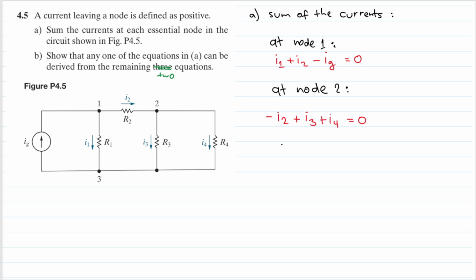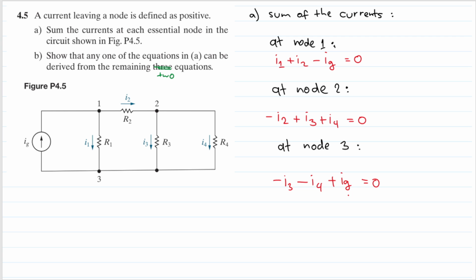And now the last one, we will have at node 3. At node 3, the current that goes out is Ig, so the sign will be positive for Ig, right? So I will have Ig to be the positive one. And then I3 and I4 are going in, so they are negative. I will write minus I3 minus I4 first, and then plus Ig. All of that will equal 0.